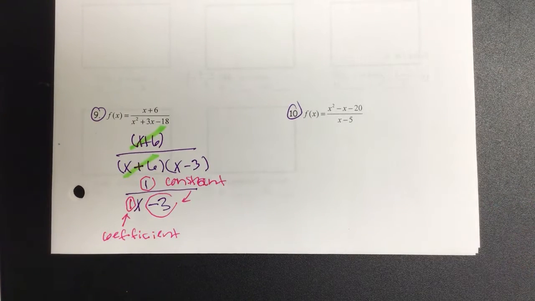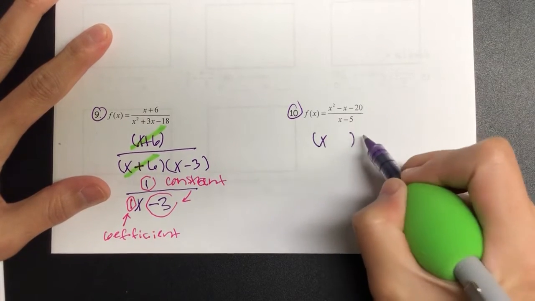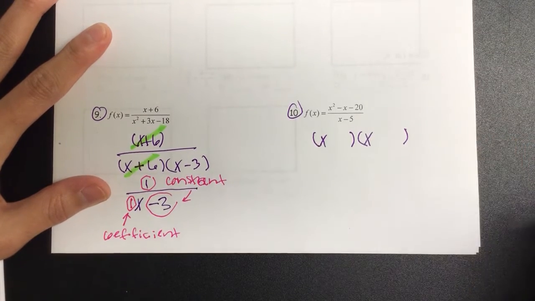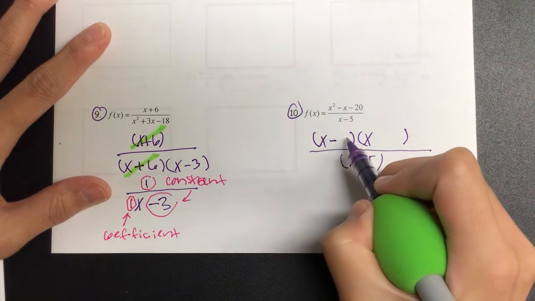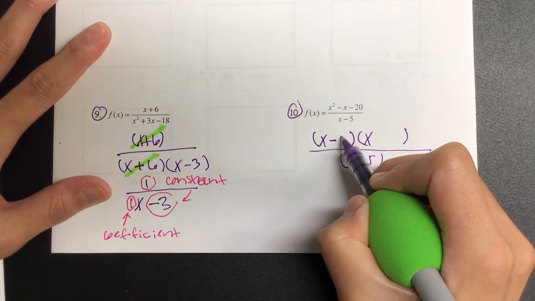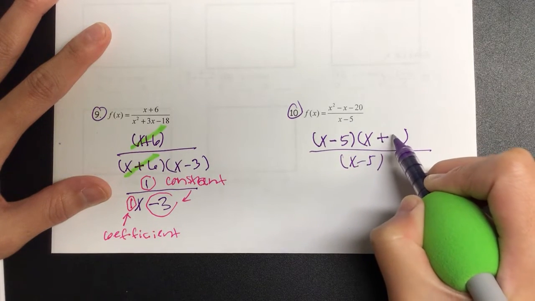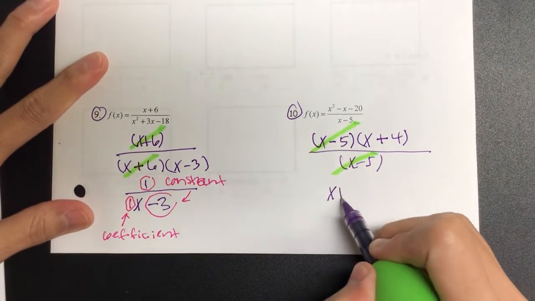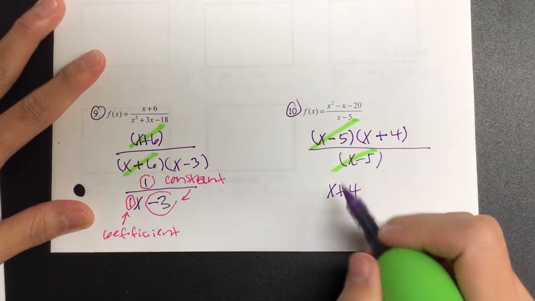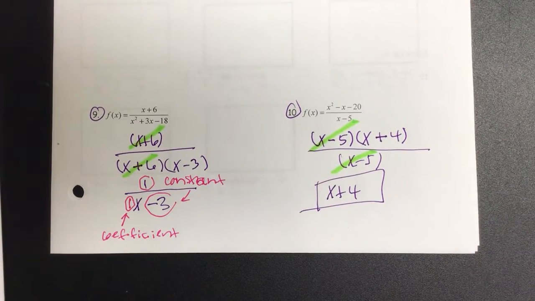For number 10, let's go ahead and factor. What two numbers would satisfy this, given that the x squared has an understood 1 in front? Negative 5 and positive 4. And again, something eliminates, correct? So in this case, I just have x plus 4. If you want to write that all over 1, that's okay too. I believe there's one last one that I'm going to go over.